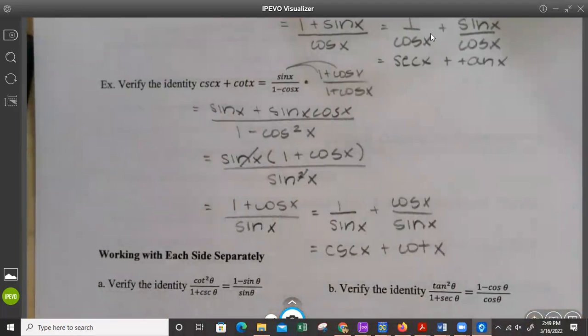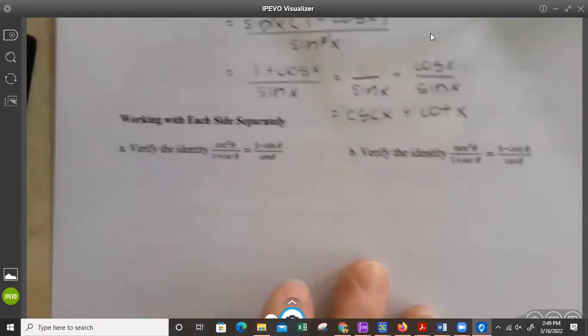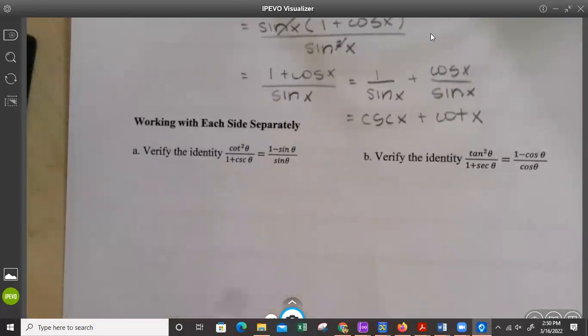All right, so now if you look at the next ones, one side is just as bad as the other. Everybody understand that? One side is just as bad as the other. You can work with each side separately and make them look the same. So we're going to start with this side.